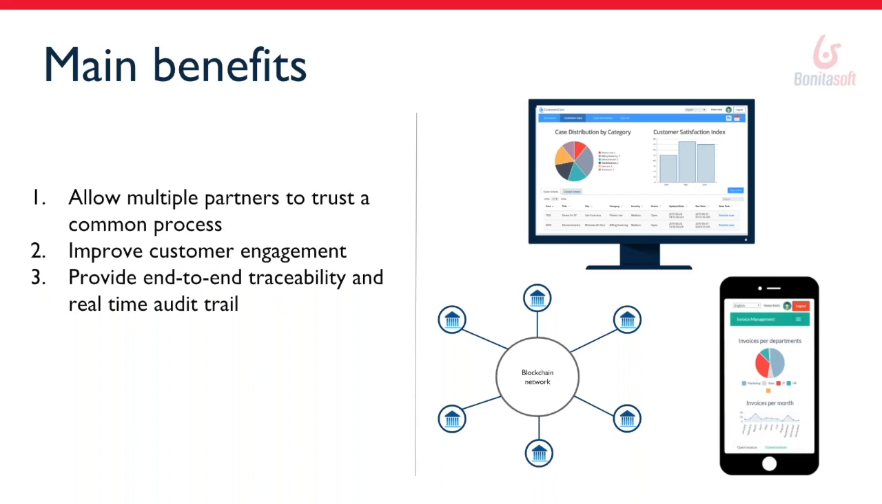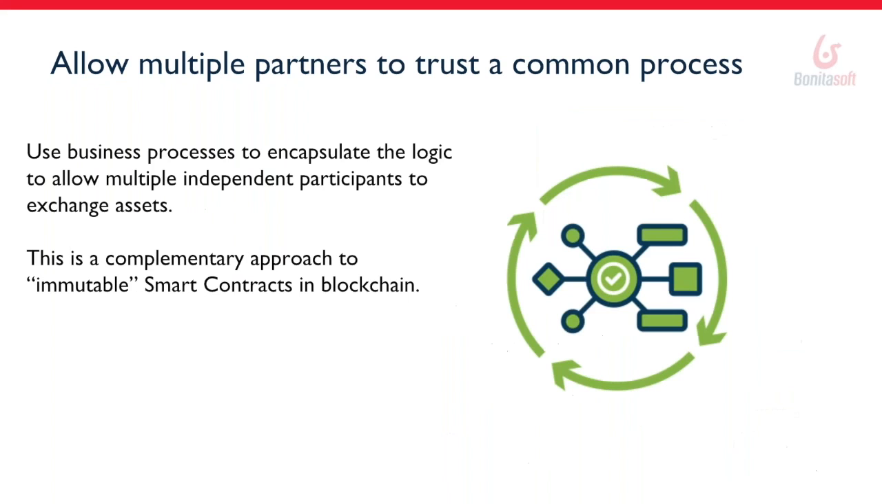First, three main benefits that we identify when you actually want to combine a BPM platform with blockchain technology. You basically allow multiple partners that don't trust each other to trust a common process due to the nature of the blockchain. You improve the customer engagement, and you provide end-to-end traceability and real-time audit trail. So let's get a detailed look at that.